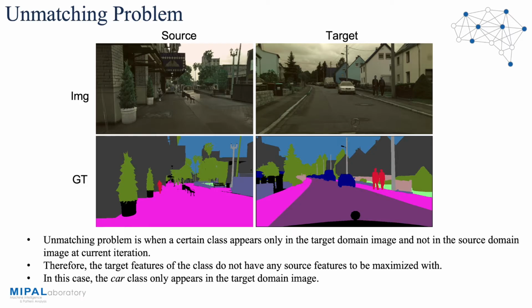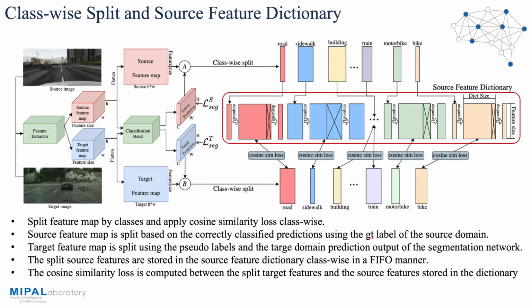However, with this approach, there is a problem. If a certain class only appears in the current iteration's target image and not in the source image, for example, like the car class of the target domain in this picture, there could be an unmatching problem, where the target features of that class do not have any source features to be maximized with. To address this issue, we propose class-wise split and the use of a source feature dictionary.